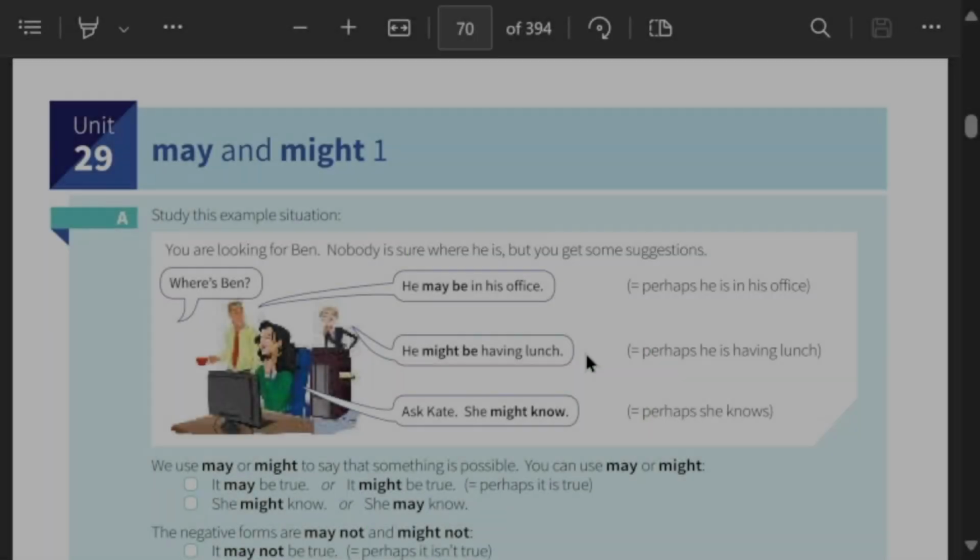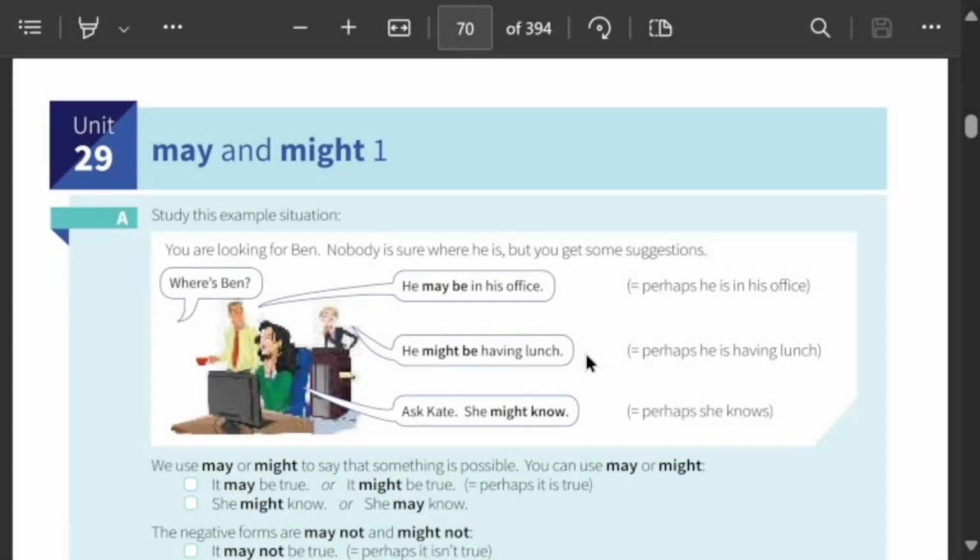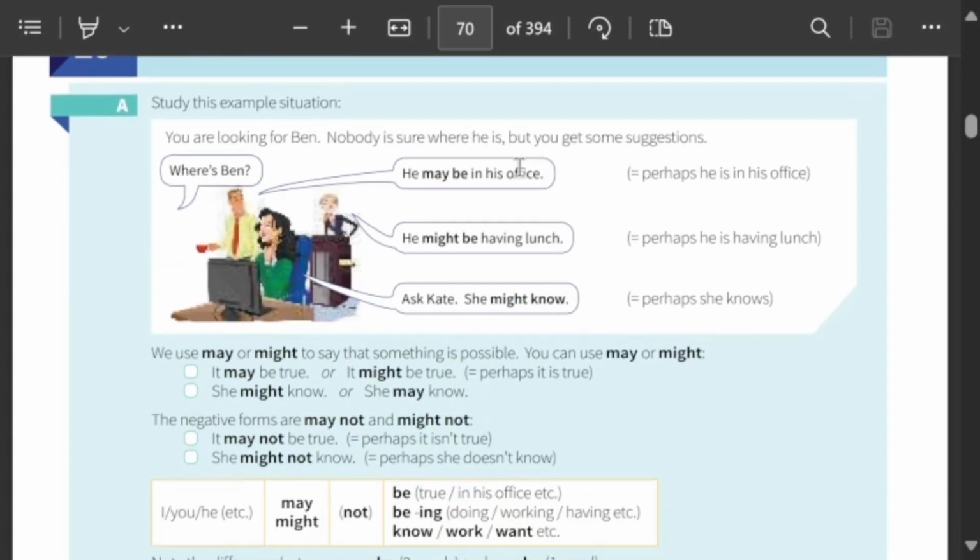Okay, may and might. It's unit 29. 2 lessons. Let's see the first grammar point. A. Look at this situation.